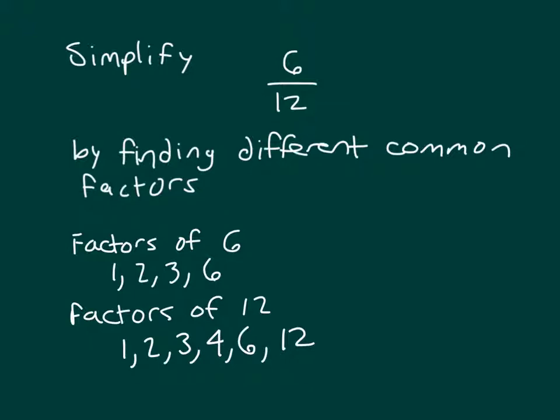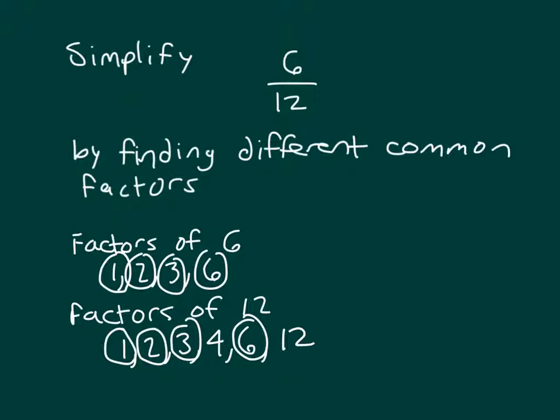You will notice that we have some of those in common, like these 1s, the 2s, and the 3s. What we'll do is circle those factors that are common to both 6 and 12. So we have 1, 2, 3, and then we also have 6. To simplify, we'll take that greatest common factor, in this case 6, and we'll divide the numerator and denominator by that. Let's see what happens. 6 divided by 6, and also 12 divided by 6. 6 divided by 6 is 1, and 12 divided by 6 is 2.